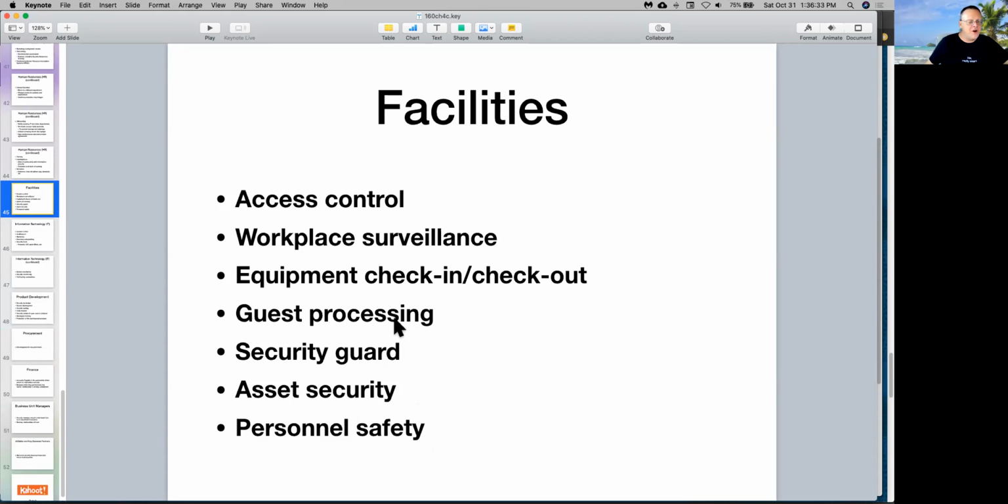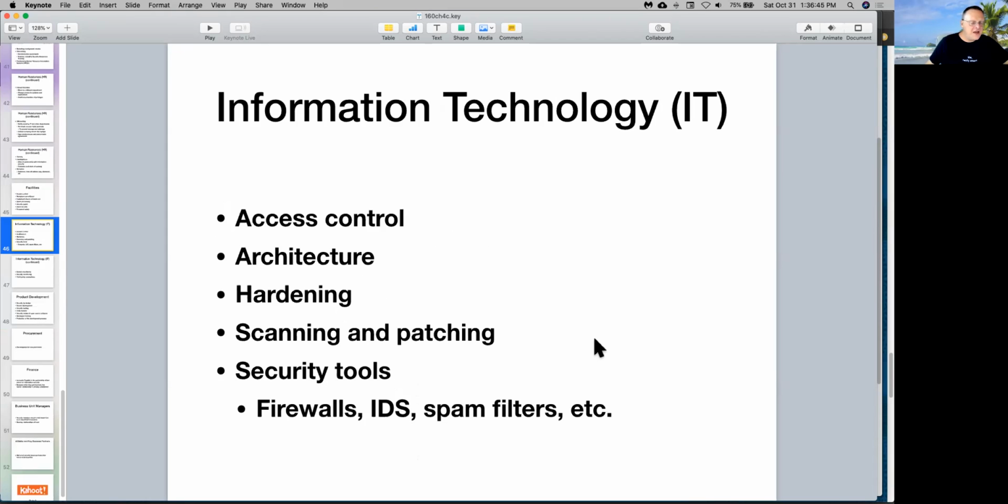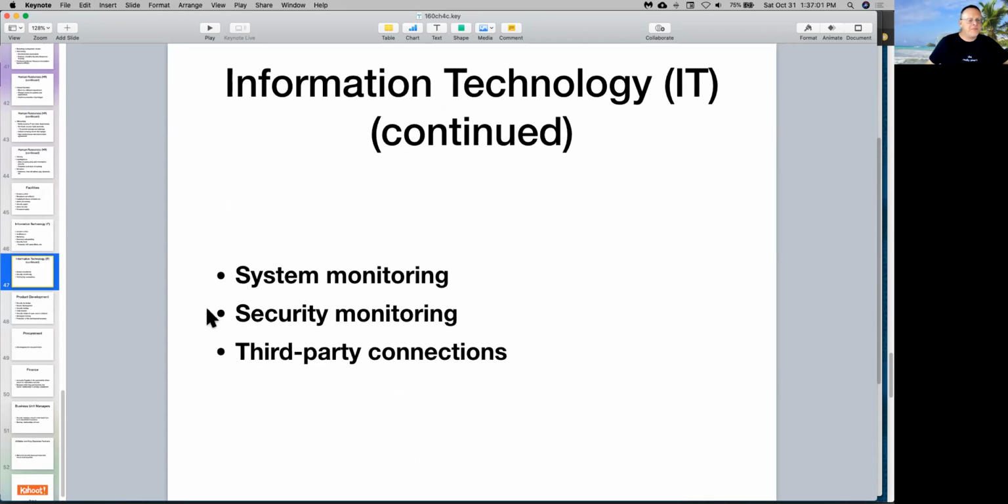So you've got to have some way to have guests get a guest badge and some kind of limit, handle your equipment, consider the personnel safety and stop strange people from wandering on the building, usual thing. And then IT, all the stuff that we focus a lot on in our department, of course, access control where you identify everybody and limit what they can do, hardening systems so they don't have default passwords, scanning, patching, putting in firewalls, spam filters, and all that stuff.